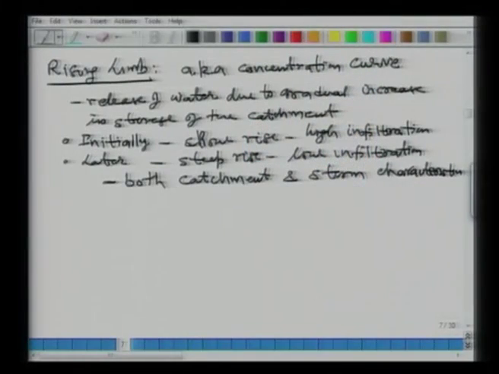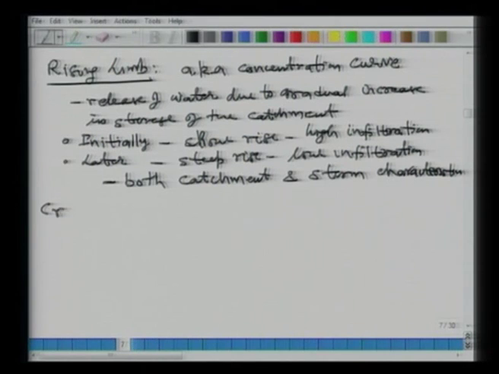All right. Similarly, it will also depend upon the storm characteristics. What do we mean by that? If we apply a higher intensity of rainfall, then obviously you will have a steeper rising limb, right. So, it depends both on the catchment characteristics and on the storm characteristics.